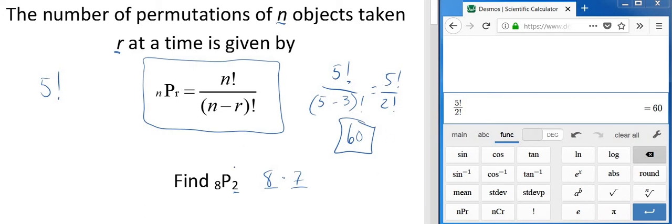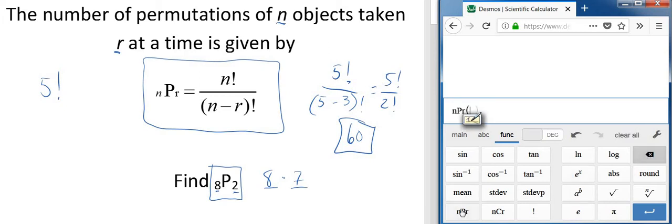But you could use this formula, or here's a little shortcut, alright? So you don't even need to use this formula, nPr. So 8P2 means you've got 8 objects, but you're only going to arrange 2 of them. So let me show you that button. So if you push nPr, sorry, let me clear this on my calculator.